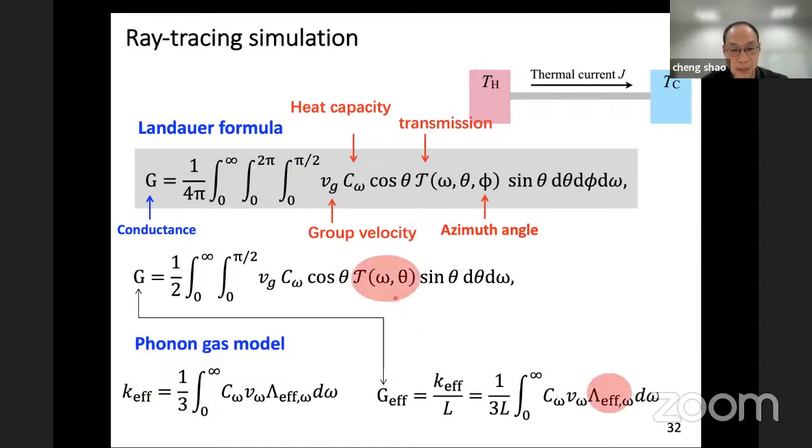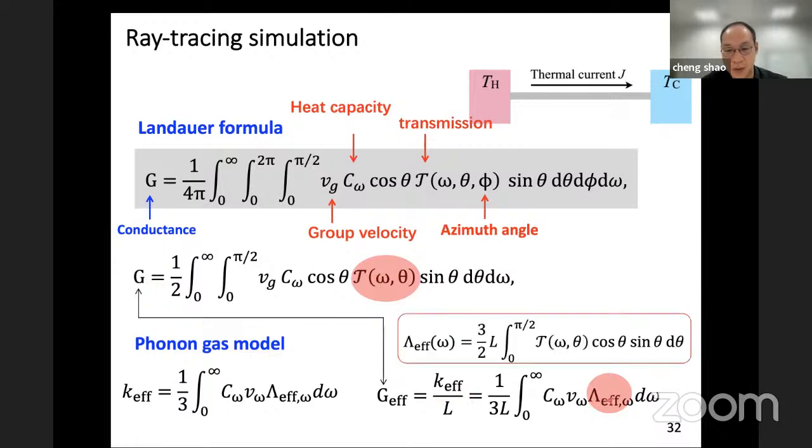By comparing these two formulas, we can set up some connection between the transmission and the effective thermal conductivity. So basically, given a large structure, we need to track the transmission of the particles in the system. And from that, we can get the effective mean free path for the system and the effective thermal conductivity of the system.